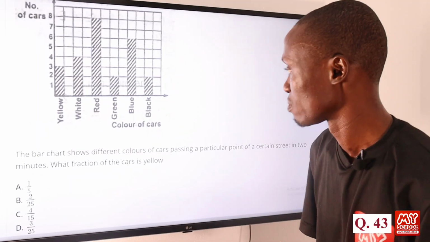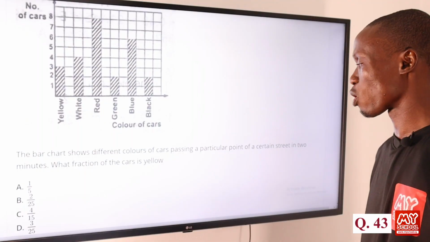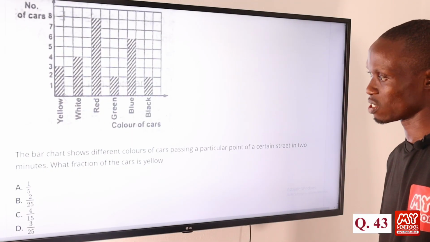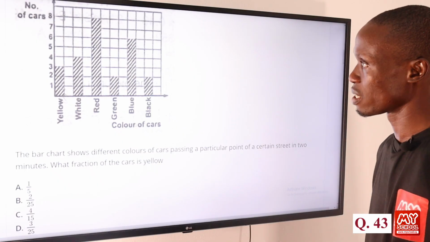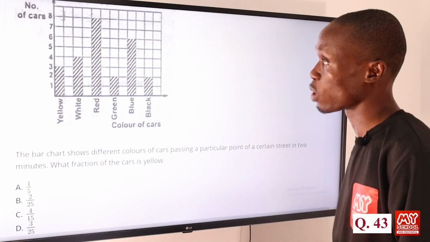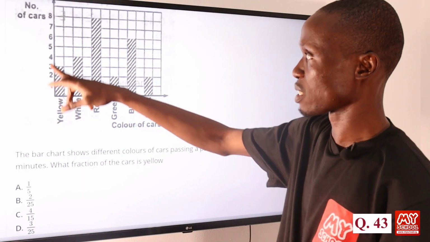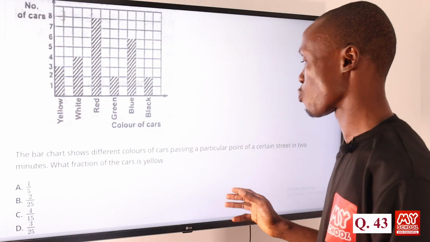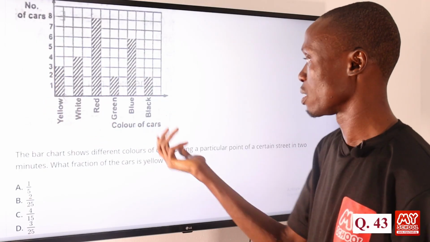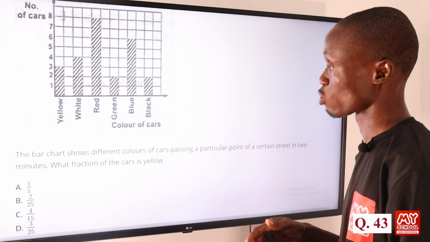Question 43. The bar chart shows different colors of cars passing a particular point of a certain street in 2 minutes. What fraction of the cars is yellow? So basically we just trace the rectangular bars to the vertical axis. First of all, let's get the number of yellow cars. The number of yellow cars is 3. Then we need to get the total number of cars.